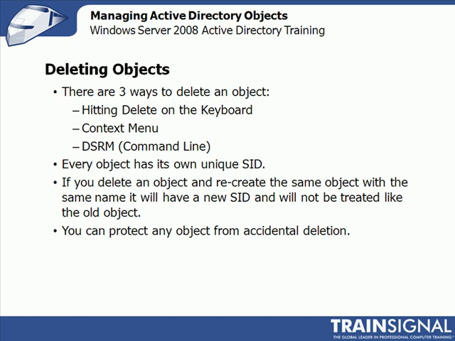Because one thing you need to keep in mind is that every object in the Active Directory database has its own unique SID. Now, SID stands for Security Identifier. If you delete an object and then let's say recreate the same object with the same name, it's not the same object. It is a new object with a new SID, and it will not be treated like the old object. Okay, the security identifier is what makes an object truly unique within the database.